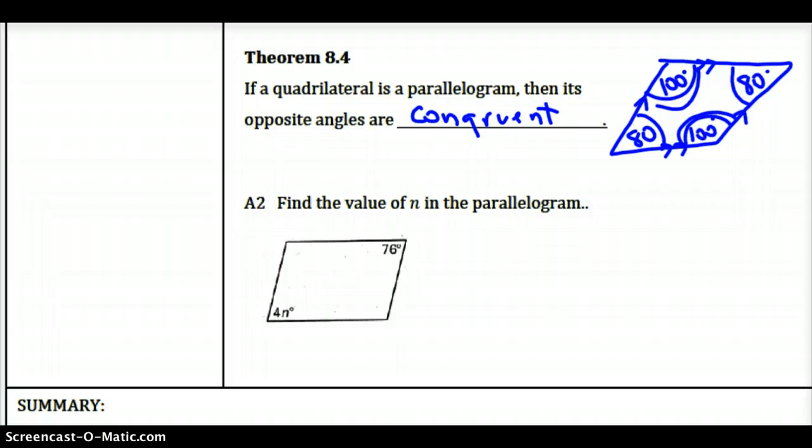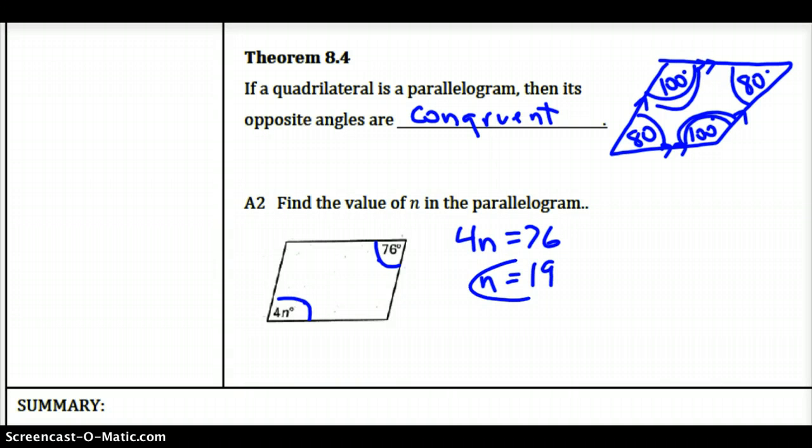Now again, if we have a parallelogram, these are opposite angles. So I can say that this is congruent to this, which sets up 4n equals 76. Divide by 4, we get n equals 19. So again, a second property, an additional property other than the definition properties.